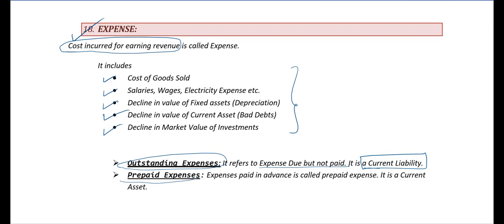What is prepaid expense? An expense which is paid in advance is called prepaid expense. You need to pay the expense only in the successive years, but you paid the expense in advance in the current year itself. It is a prepaid expense. A prepaid expense is a current asset.